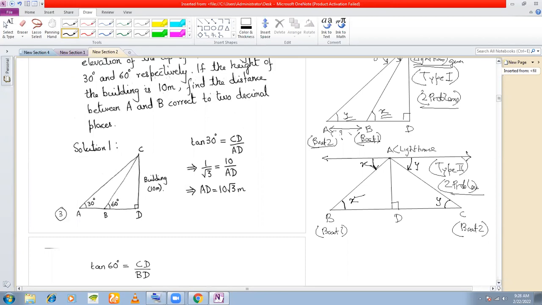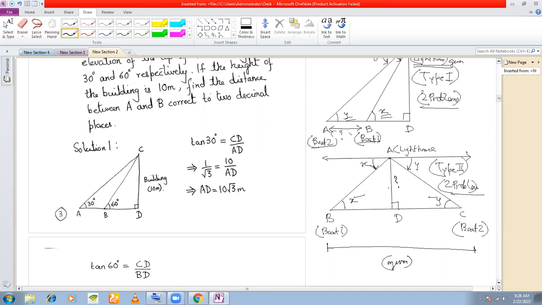Now once you know these two angles, either the height of the lighthouse will be given to you, and you will have to find out this length, that is the distance between the boats, or vice versa, that is the distance between the boats will be given to you. This will be given, and you will have to find out the height of the lighthouse, right?